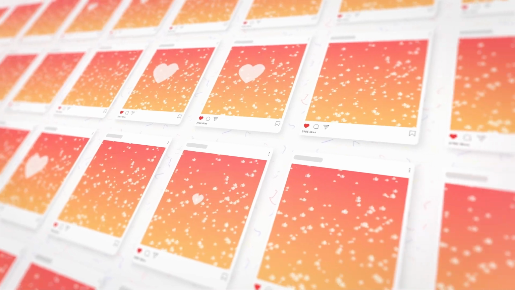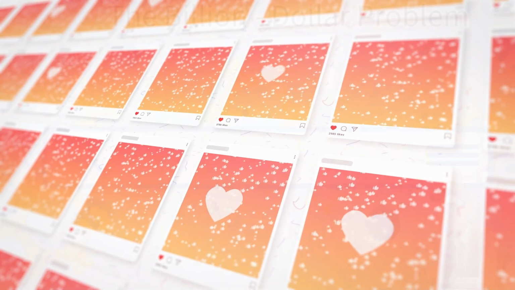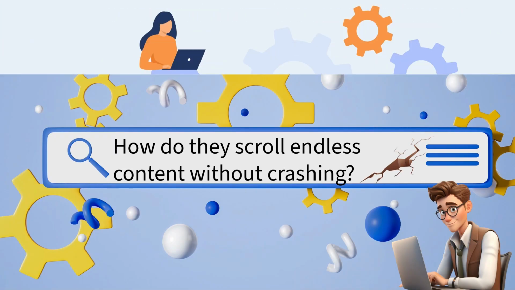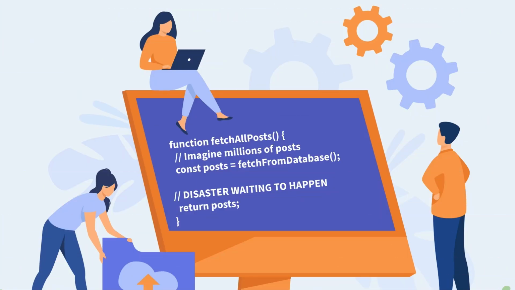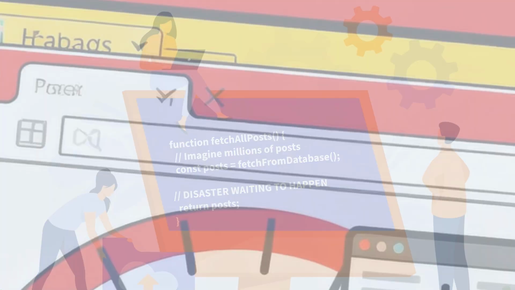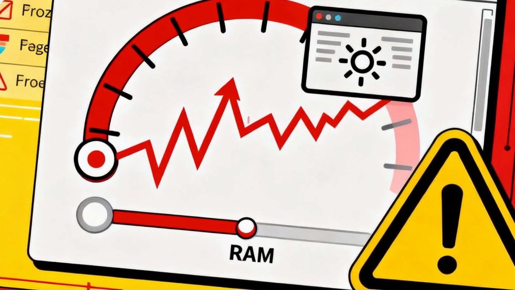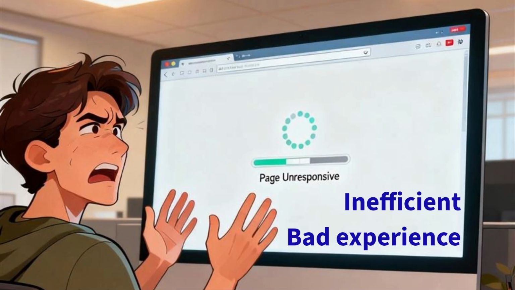Have you ever been scrolling through Netflix or Instagram and wondered how they can show thousands of posts without your browser just giving up? If you try to load all the data at once using traditional functions, you would get this. That is a memory overload. Loading everything at once is inefficient and breaks the user experience.